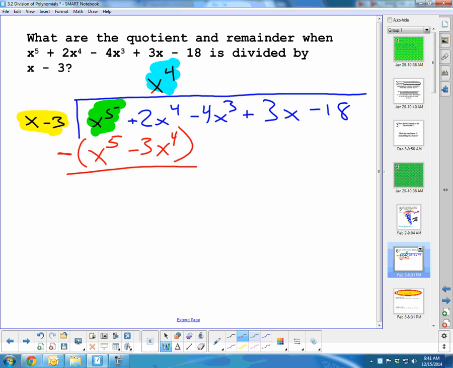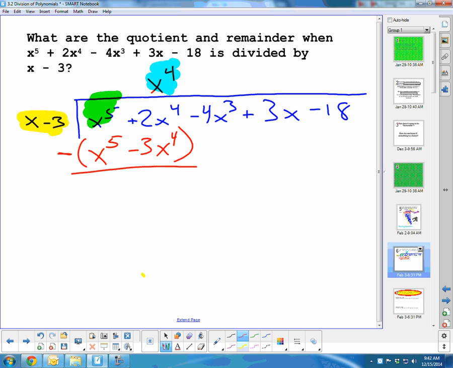And now if I have x to the fifth minus x to the fifth, this subtraction of these two terms will give me a 0. And I don't really need to write that 0. And that first column will disappear. And once again, my work is going to come down and across like we wanted it to with our numeric example. So here, if I finish off this problem, x to the fourth times x is x to the fifth, x to the fourth times negative 3 is negative 3x to the fourth.